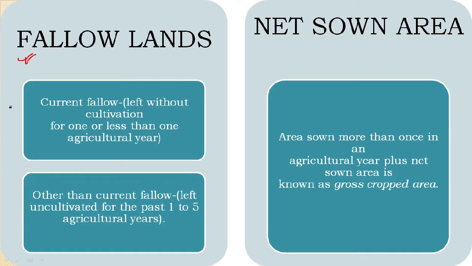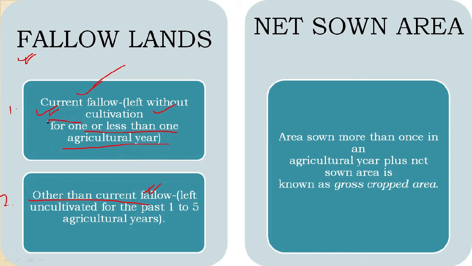So we have two types of fallow lands here. Very easily we are going to understand this. So one is current fallow and the second one is other than current fallow. Simple. One is current fallow and second one is other than current fallow. So if you understand the concept of current fallow, you can easily understand the second concept as well. So let us understand the concept of current fallow. Current fallow is that type of land which is left without cultivation for one or less than one agricultural year.